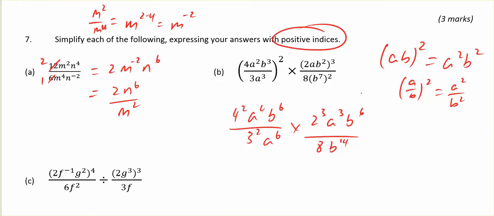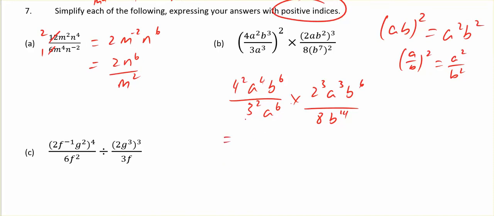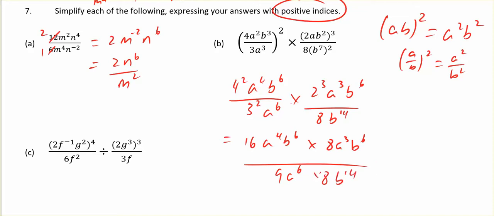Now we're going to simplify all this, okay? First of all, I want to work out what the numbers are. 4 squared is 16, a^4 b^6, times 2 cubed is 8, 8 times b^6 on 9a^6, 8b^14. Okay, let's work this out. 8 goes into 8 once, so that goes away. 16 and 9 don't go into anything, so you're going to have a 16 and 9 left over.